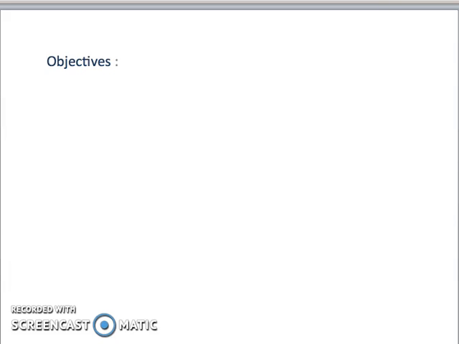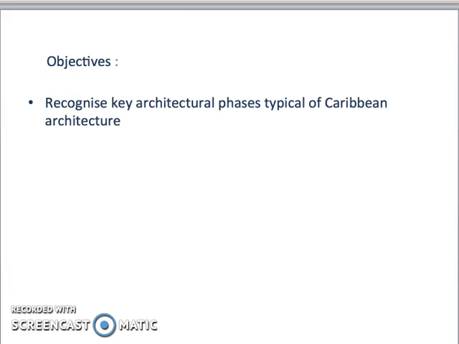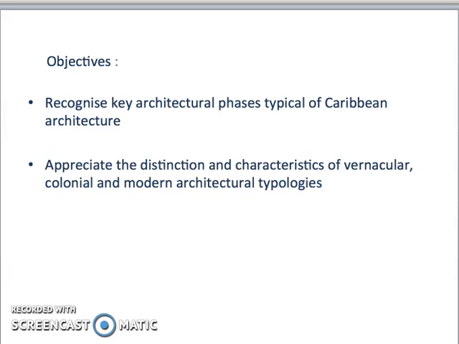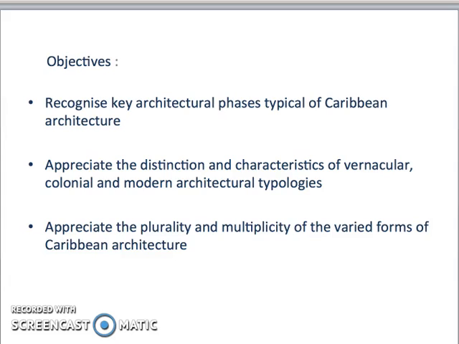I'm hoping that at the end of the screencast you will be able to recognize key architectural phases typical of Caribbean architecture, appreciate the distinction and characteristics of vernacular, colonial, and modern architectural typologies, and appreciate the plurality and multiplicity of the varied forms of Caribbean architecture.